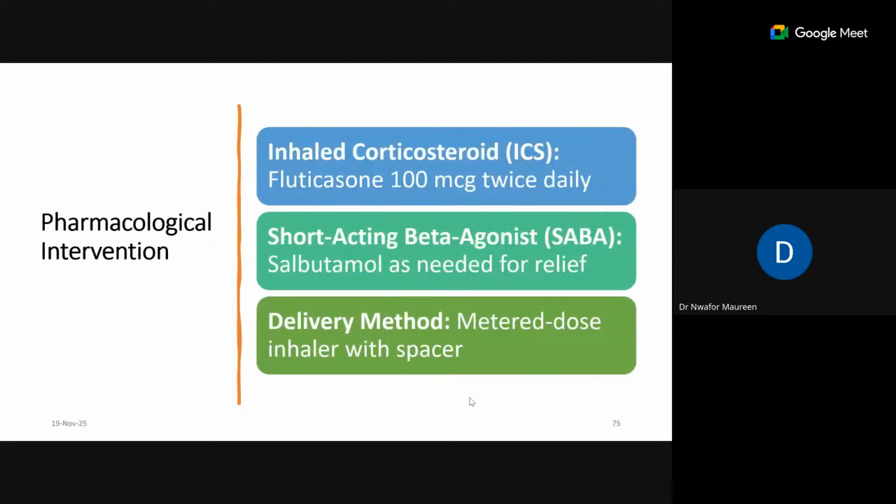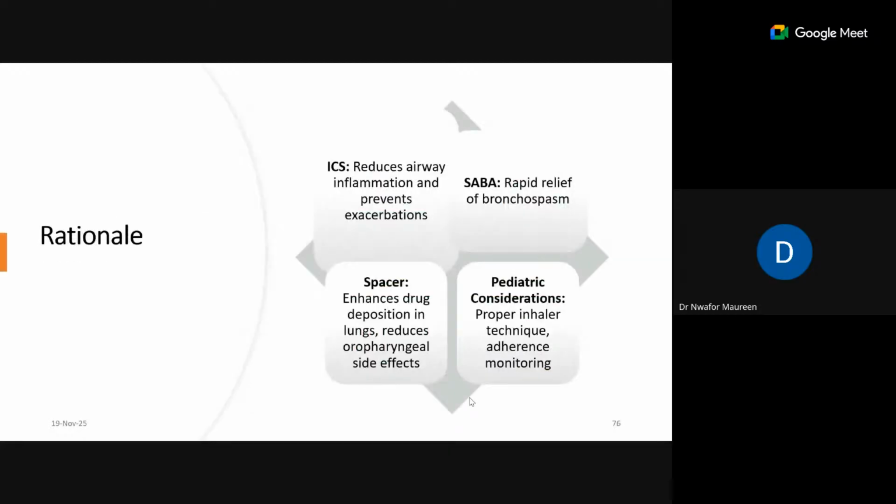The pharmacological intervention here is to use an inhaled corticosteroid, like fluticasone 100 mcg twice daily, and short-acting beta agonists like salbutamol as needed for quick relief. The delivery method may be a metered dose inhaler with spacer because it's pediatrics. You can see the rationale; I will not continue to read it. Corticosteroid will reduce airway inflammation and prevent exacerbation. Short-acting beta-2 agonists give rapid relief of bronchospasm. The spacer enhances drug deposition in the lungs and reduces oropharyngeal side effects.